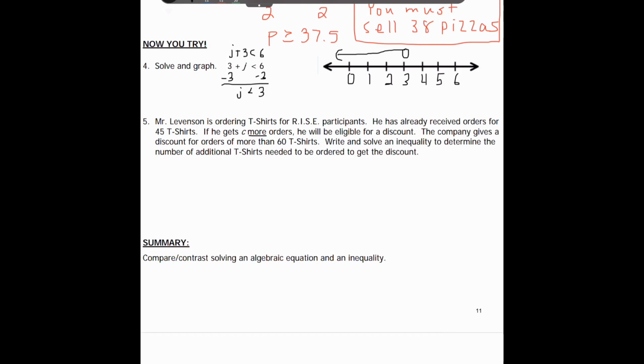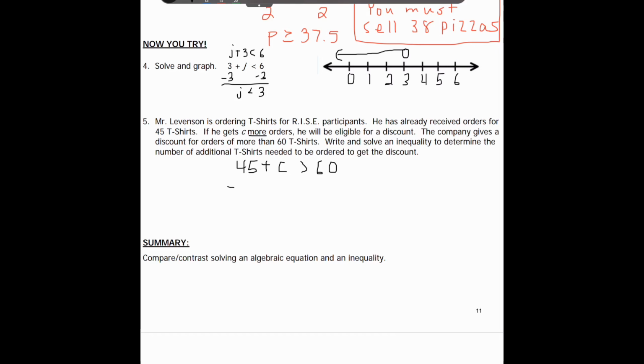So, Mr. Levinson has already received orders for 45 t-shirts. If he gets C more orders, so more is plus, we'll do C for more orders because that's the variable they tell us to use, he'll be eligible for a discount if and only if there are orders for more than 60 t-shirts. It's got to be more than 60. So that's greater than 60. Can't be greater than or equal to. It has to be more than 60 t-shirts.